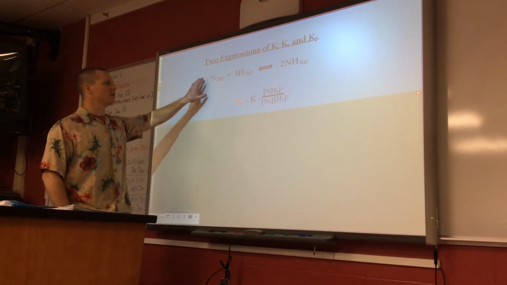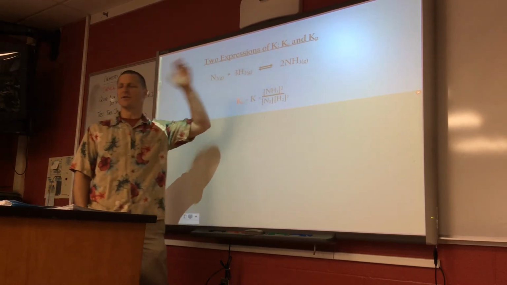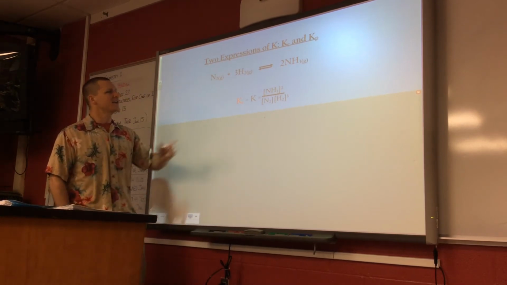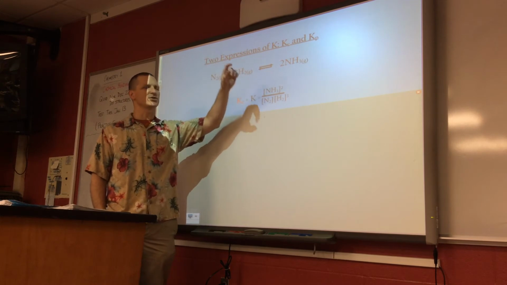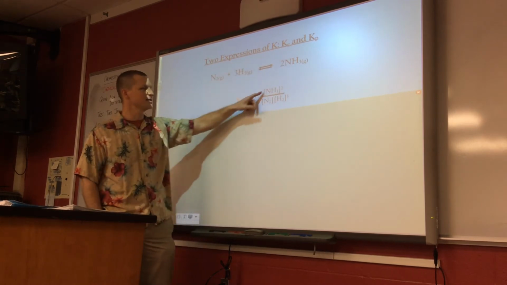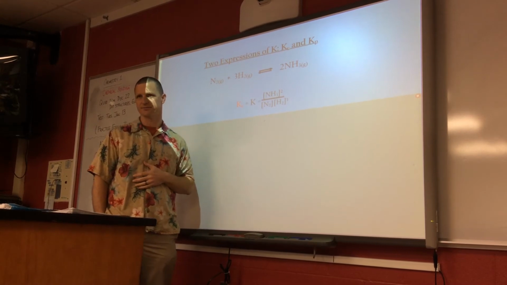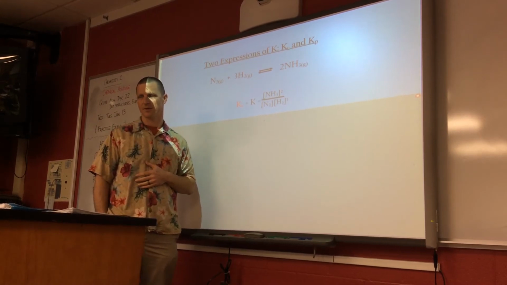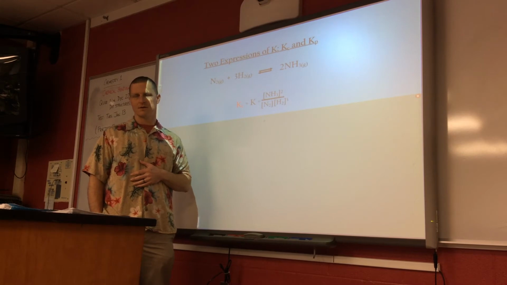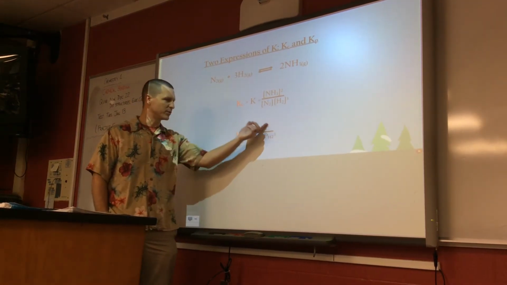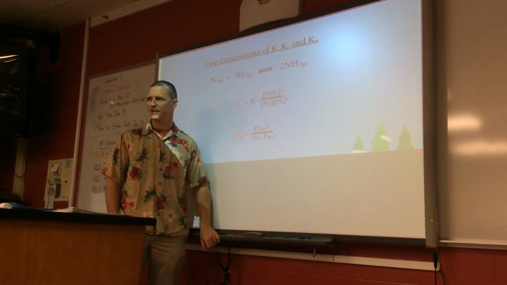So here's a chemical equation of a reaction, the production of ammonia from nitrogen and hydrogen. The Kc is the ratio of the concentration of products over reactants. We use the brackets there for molarity. That's the concentration ratio. The Kp is the pressure ratio: pressure of products over pressure of reactants.